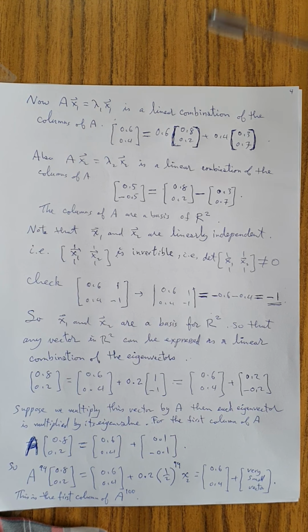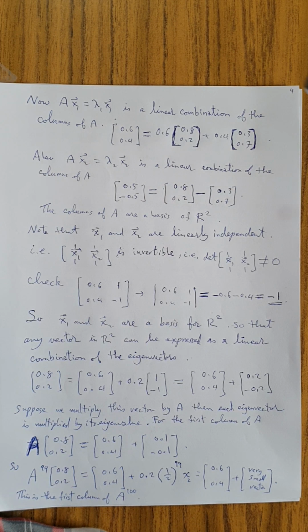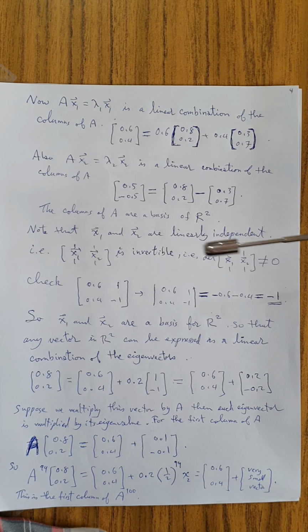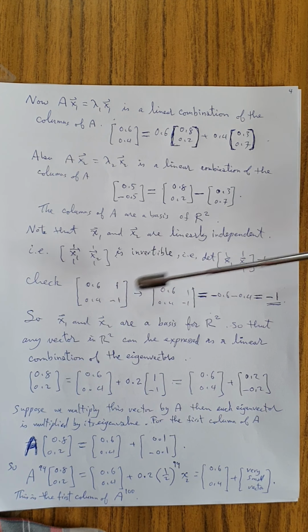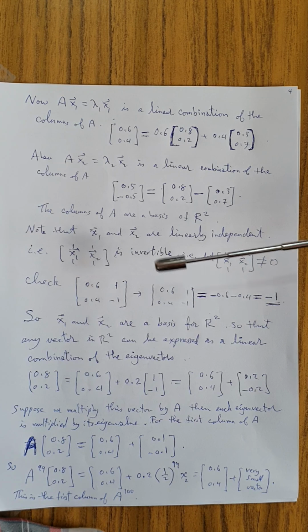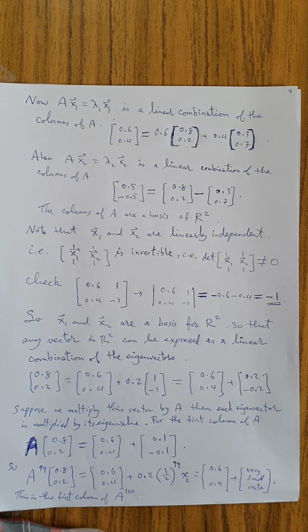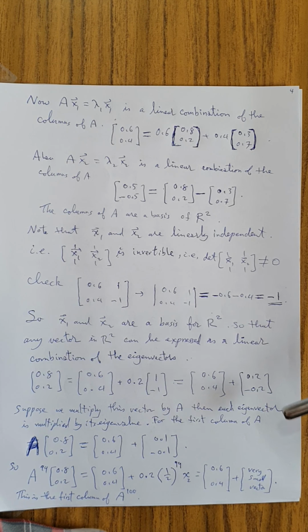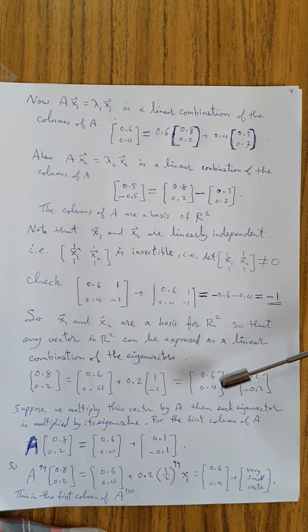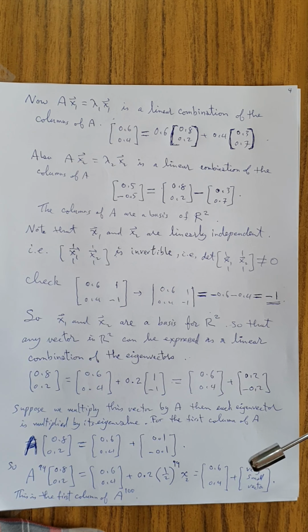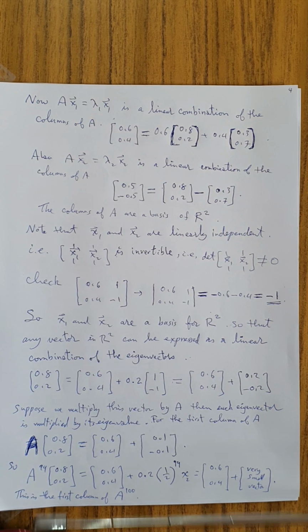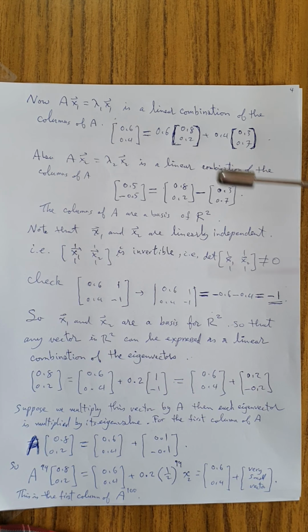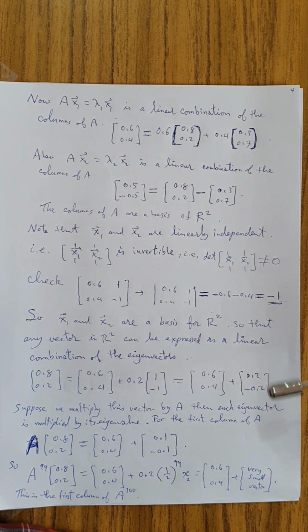And we can express any vector as a linear combination of x1 and x2. Here is a check that this matrix has a determinant equal to -1, which is not 0. So x1 and x2 are a basis of R2, so any vector in R2 can be expressed as a linear combination of the eigenvectors. So if we take the columns of A, the first column can be expressed as a linear combination of x1 and x2, as we see here.